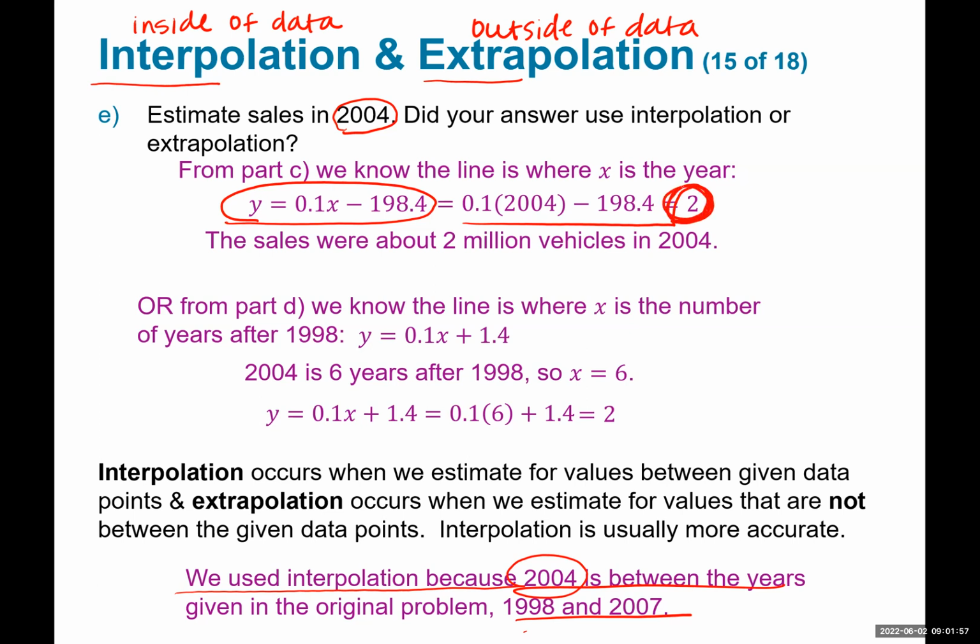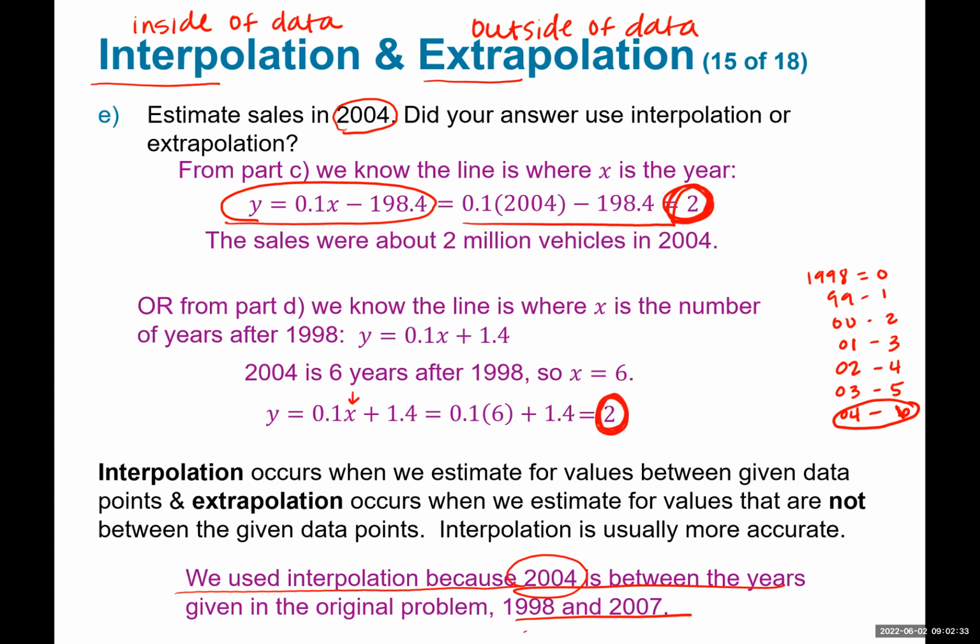cars were sold. However, if we use the other formula, remember, for 2004 the x is not representing the year, it's the number of years post 1998. So 1998 was 0, 99 was 1, 2000 was 2, 2001 was 3, 02 was 4, 03 was 5, and 04 was 6. So you plug in a 6 to represent 2004. So we just plug in a 6 right here. And of course we get out the same 2.